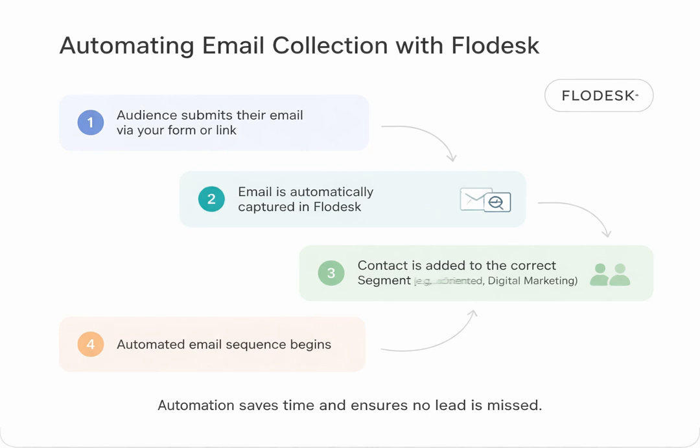This is where Flowdesk comes in. As the instructor explains, you set up Flowdesk so that the moment someone sends their email or phone number, it's automatically captured and added to the right segment in your account. No manual work needed. The contact goes straight into the correct category.